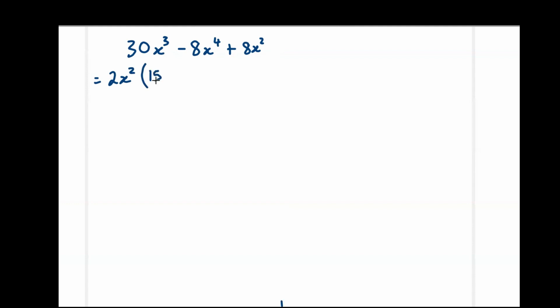15x, right? Minus 4x squared, right? Plus, then that must just be 4. Right, so check that. That must give you 30x cubed. Check that. Must give you negative 8x to the 4. Check that. That must give you 8x squared. So very, very important. Done.